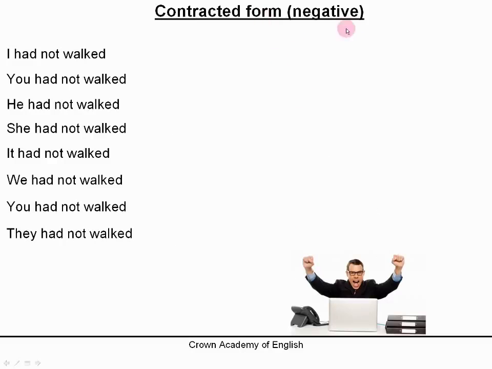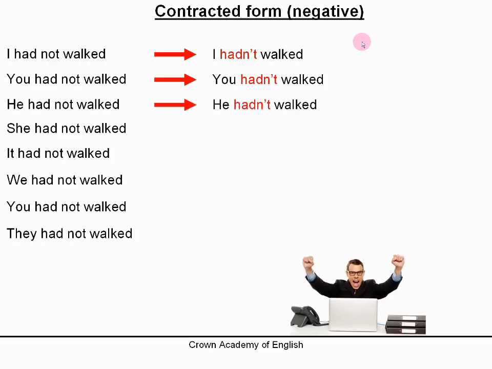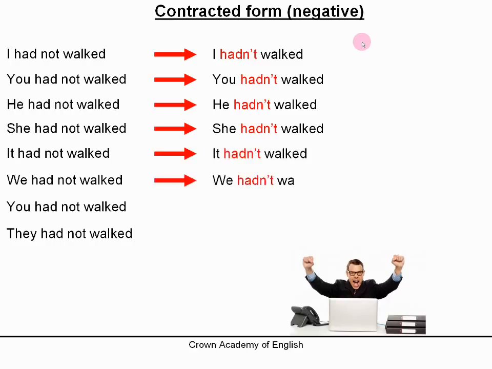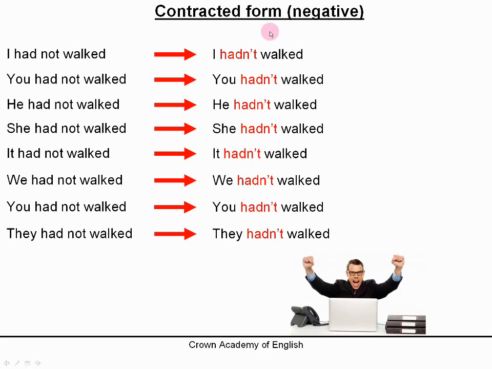The contracted form of the negative: I hadn't walked, you hadn't walked, he hadn't walked, she hadn't walked, it hadn't walked, we hadn't walked, you hadn't walked, and they hadn't walked. Okay? So that is one way of forming the contracted form of the negative.